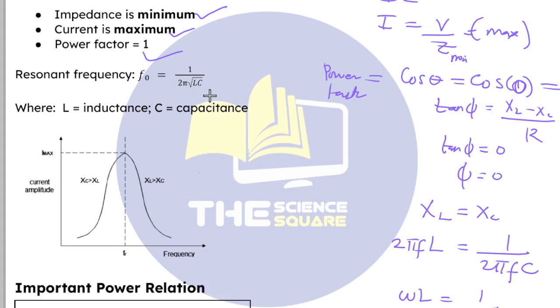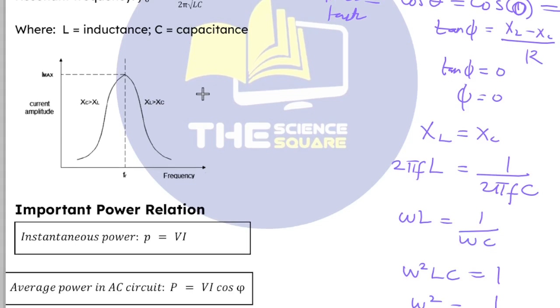So in this case, our resonance frequency is denoted as f naught, which is equal to 1 over 2 pi square root of LC. So when you are asked to calculate the resonant frequency or frequency at resonance, say 1 over 2 pi square root of LC, where L is the inductance in Henry and C is the capacitance in Farad.